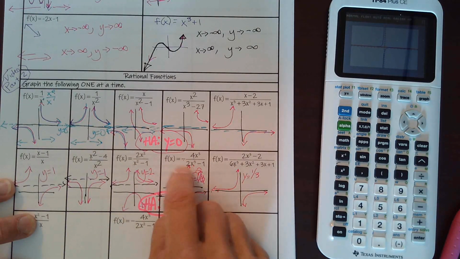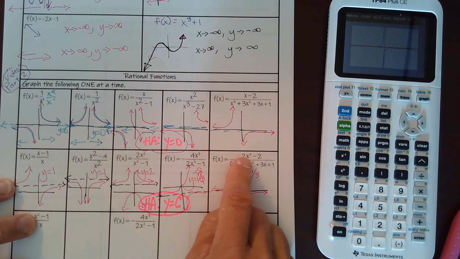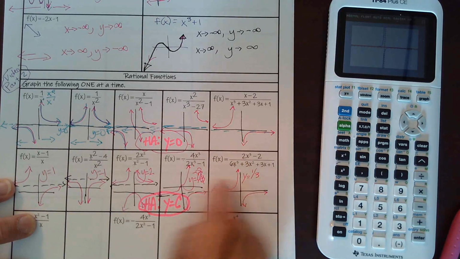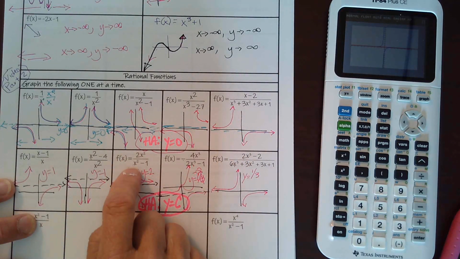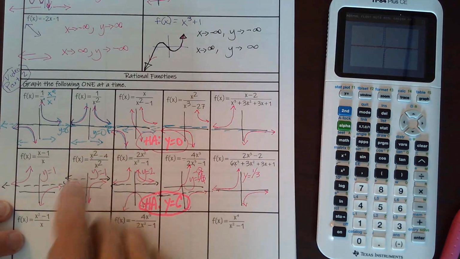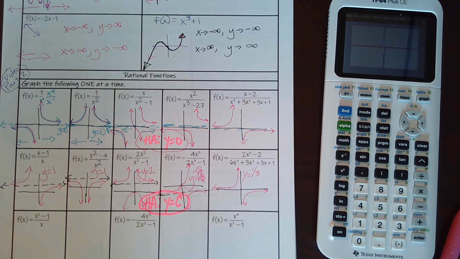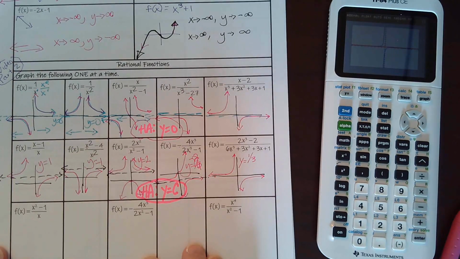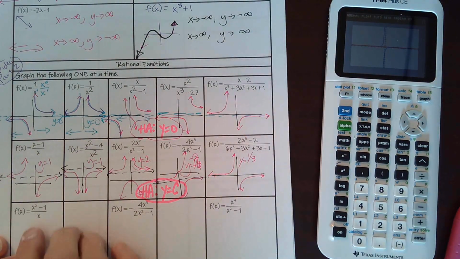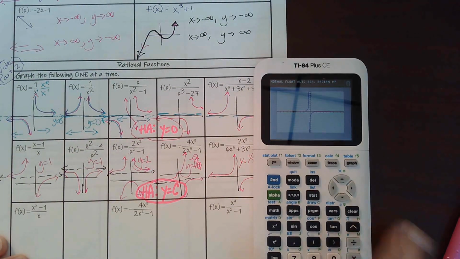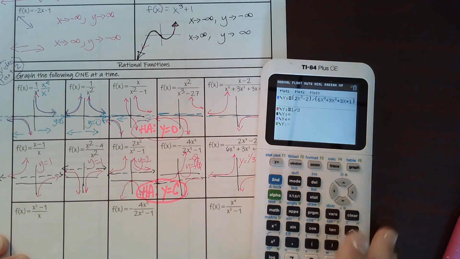4 over 2, keeping it negative. 2 over 3 reduces to 1/3. 2 over 1 is 2. 1 over 1 and 1 over 1. So those are the scenarios where you do have a horizontal asymptote. Now, let's graph this next example at the bottom to see if it has a horizontal asymptote.